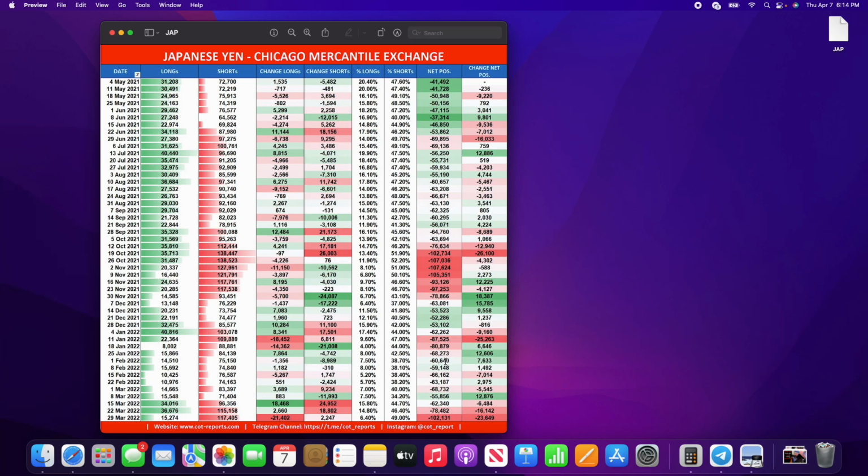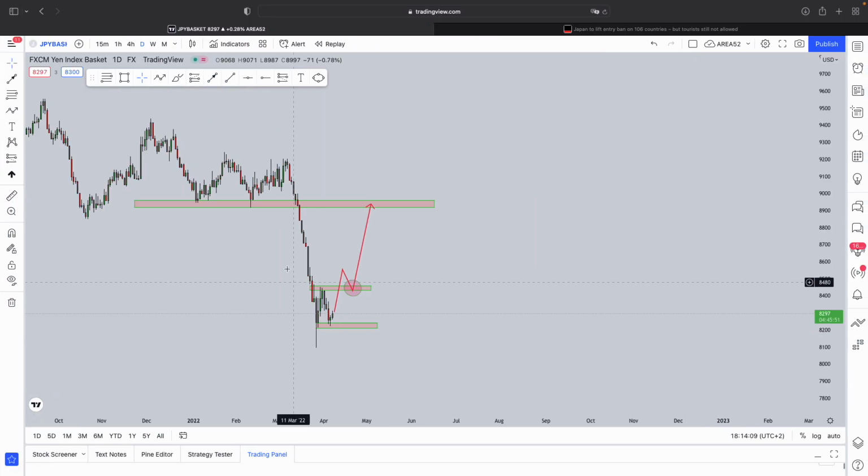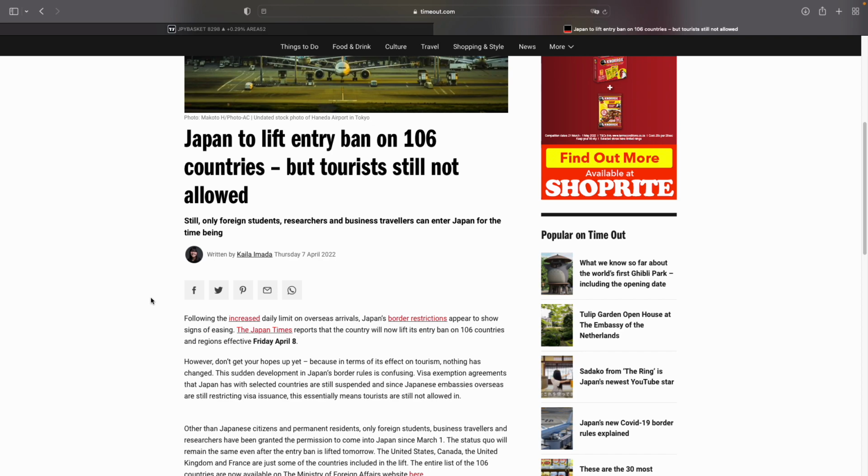Why? Because when a currency is weak, investors tend to not want to invest into that currency, and as a result of that, we obviously saw the yen getting very weak. But we've got some good news, because the reason why they have gone into lockdown obviously has a negative impact on the country's GDP. And it came out today that Japan is going to lift the entry ban on 106 countries, but tourists are still not allowed.